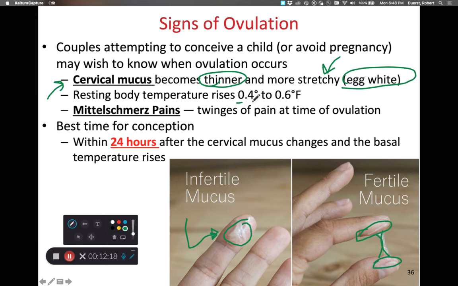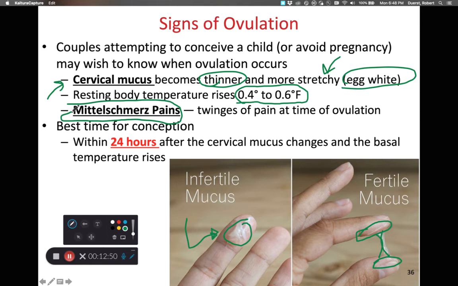It also corresponds to an increase in the base body temperature of 0.4 to 0.6 degrees Fahrenheit. And this is more of a rare thing, not all women experience this, but some adult females will experience Mittelschmerz pains, which is a twinge on either the right or the left side of the lower abdominal pelvic cavity, and that corresponds to a rupturing of a mature follicle during ovulation on either the left or right ovary.